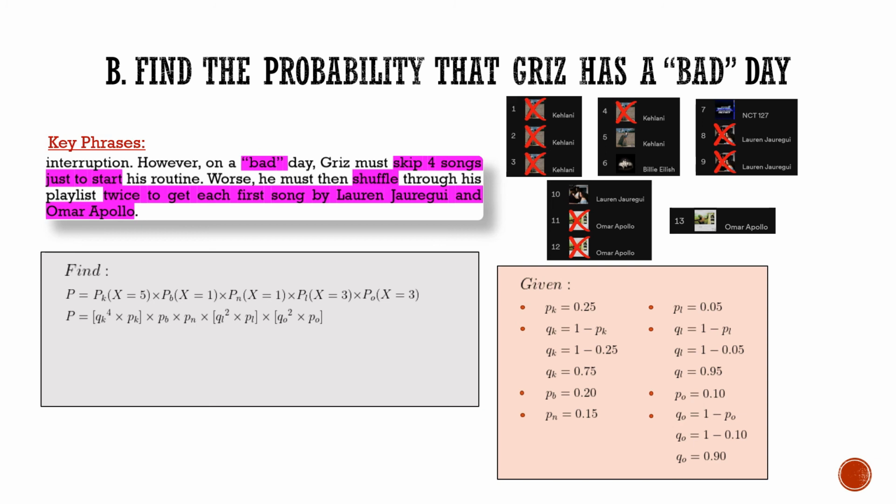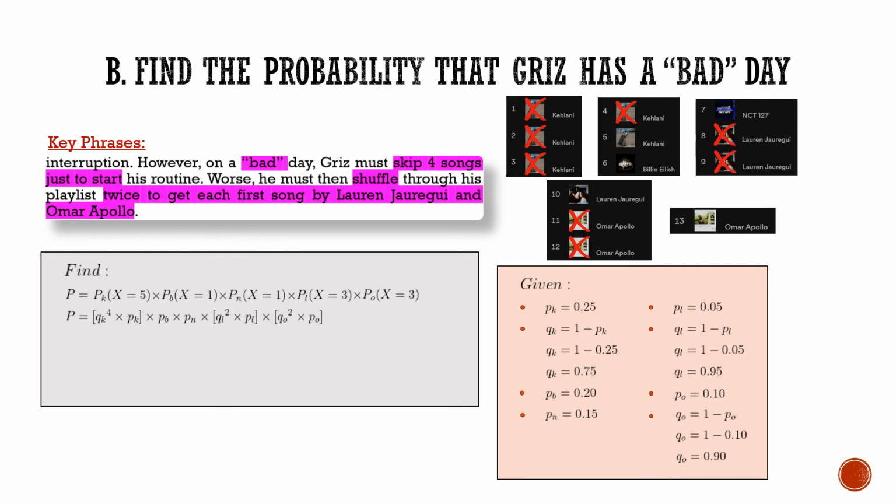We multiply that with the probability of getting a Billie Eilish song where x equals 1, which is just p sub b. Multiply that with the probability of getting an NCT127 song where x is 1, which is just p sub n, times the probability of getting a Lauren Reggie song where x equals 3, which is q sub l to the power of 2 times p sub l. And lastly, we multiply that with the probability of getting an Omar Apollo song where x is equal to 3, which is q sub o to the power of 2 times p sub o.